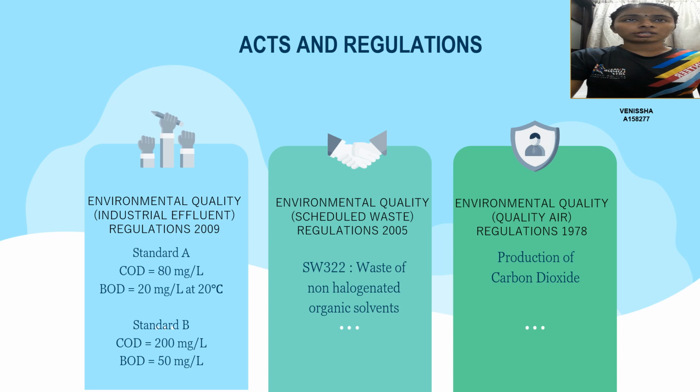First is the Environmental Quality Industrial Effluent Regulation 2009. This act is followed to discharge waste into a river according to standard A or standard B. The next acts are the Environmental Quality Scheduled Waste Regulations 2005 and the Environmental Quality Clean Air Regulations 1978.